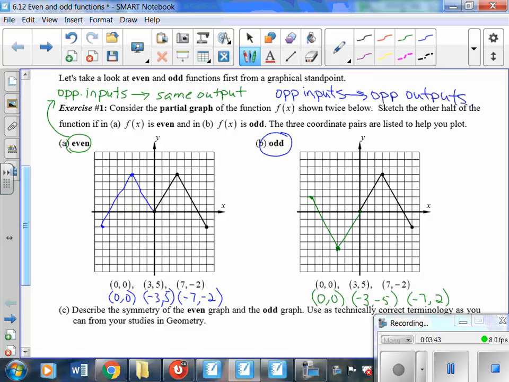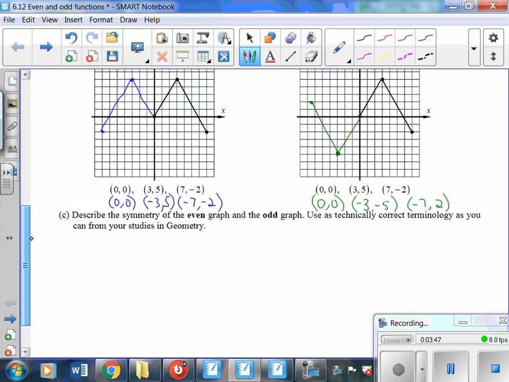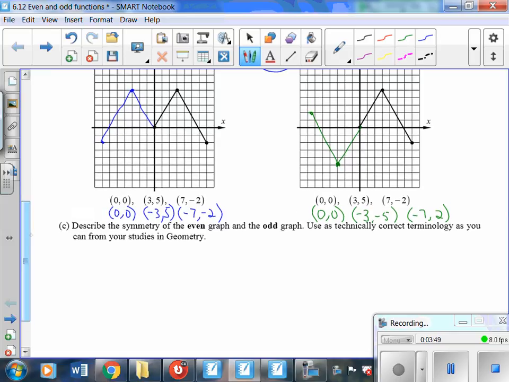So it says in C, describe the symmetry of your even graph and the odd graph. Use as technically correct terminology as you can from your studies in geometry. Now remember, this whole thing here is really one graph. We just finished graphing it. So how can we describe this?